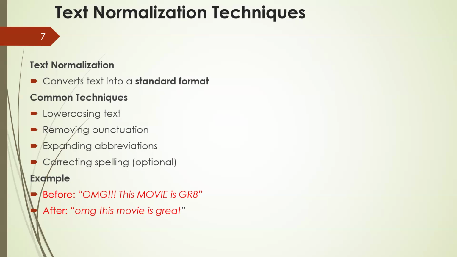So we can take an example. "Oh my God" is OMG. "This movie is GR8." Actually, we understand GR8 means great, but the system cannot understand the word we have given. So we have to remove the special characters and exclamation symbols that come after the OMG. That has to be removed. So GR8 we interpret and convert to great. Okay, this is text normalization.